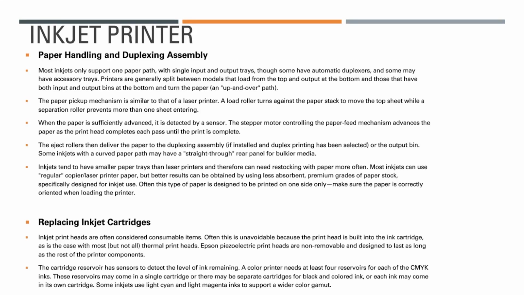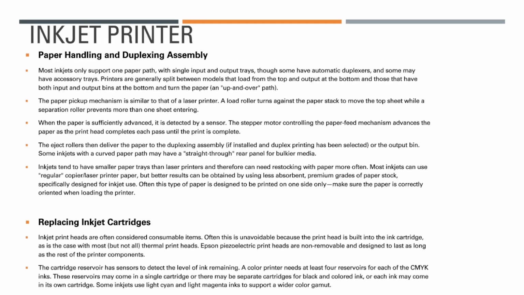When the paper is sufficiently advanced, it is detected by a sensor. The stepper motor controlling the paper feed mechanism advances the paper as the printhead completes each pass until the print is complete. The eject rollers then deliver the paper to the duplexing assembly, or the output bin. Some inkjets with a curved paper path may have a straight-through rear panel for bulkier media.